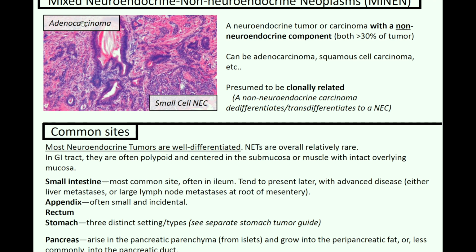So here's an image of a MiNEN, and you have this adenocarcinoma or glandular component, and you also have these small cell neuroendocrine carcinoma component. So this together would be a MiNEN, a mixed neuroendocrine, non-neuroendocrine neoplasm. Pretty cool.